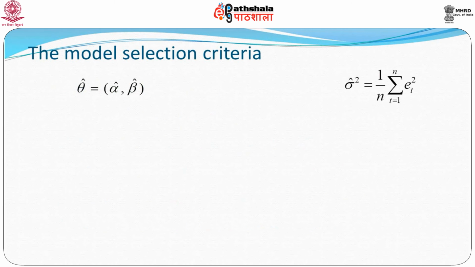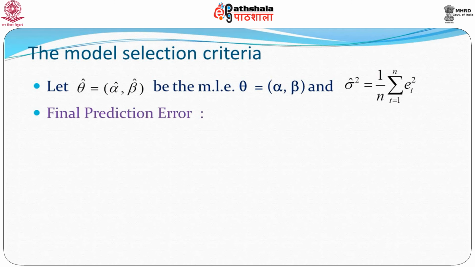Finally, the model selection criteria. Now, let theta hat be the estimates of the parameters, alpha hat, beta hat. We get this by the maximum likelihood method, and let sigma hat square be the sum of the residuals divided by n. Then we have what is referred to as the final prediction error criteria, which is the FPE, which is sigma hat square into n plus p plus q by n minus p plus q.